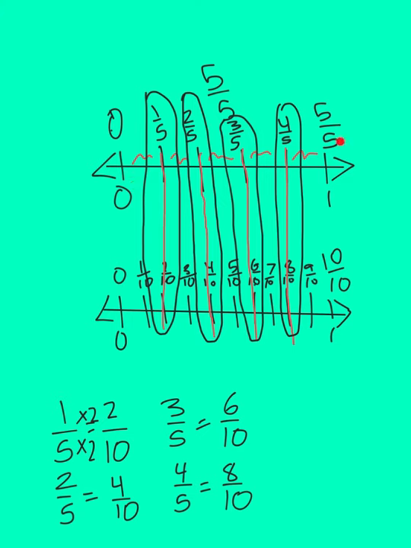So if you take any fraction and you multiply the top and the bottom times 2, you're going to find an equivalent fraction. So you can do times 2, times 2, and you can see that 2/5 equals 4/10 right here. And you can do that with any of these. You can just multiply the top and the bottom by 2, and then you can have the equivalent fractions that you need.